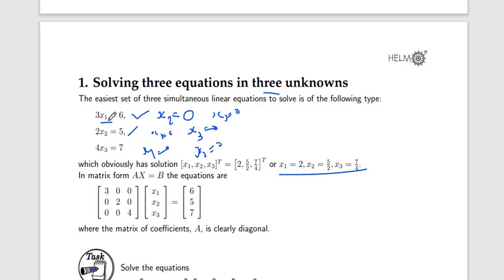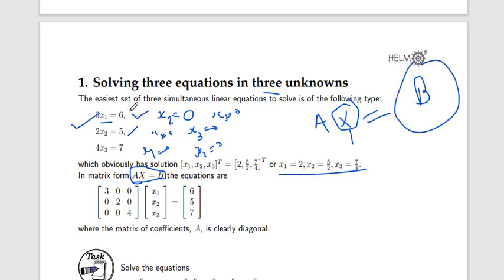Now if we want to transfer this linear equation into a matrix, then we form AX is equal to B. What is AX is equal to B? Here X is equal to x1, x2 and x3. B is the scalar quantities 6, 5 and 7.